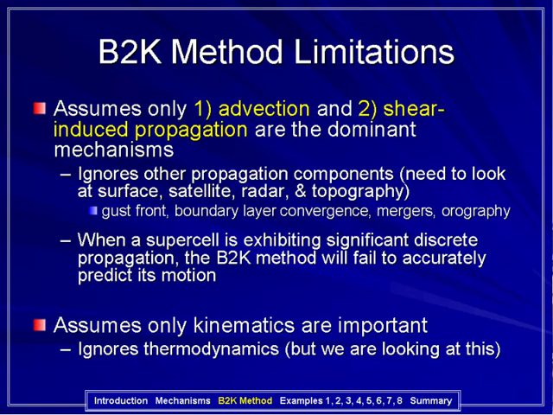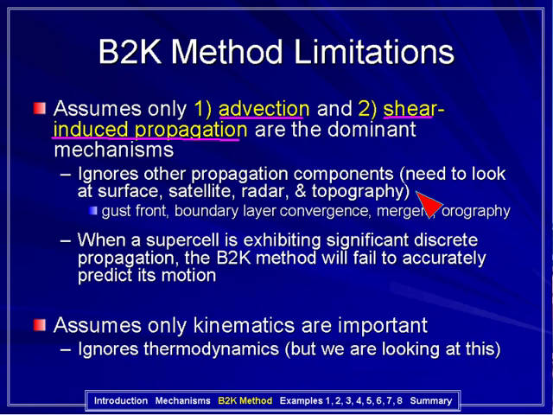Now, with any algorithm that you use, it's important to know the limitations. For example, with the radar hail detection algorithm, it's important to know its limitations. And so I also want to mention the limitations of the B2K method. Perhaps the most important limitation is that it only accounts for advection and the shear-induced propagation, which are believed to be important most of the time. However, it does ignore these other propagation mechanisms that we talked about, the gust front, boundary layer convergence, and so forth. And that's where we really come in as forecasters. We need to look at these other data sources and anticipate how these other propagation mechanisms will come into play.